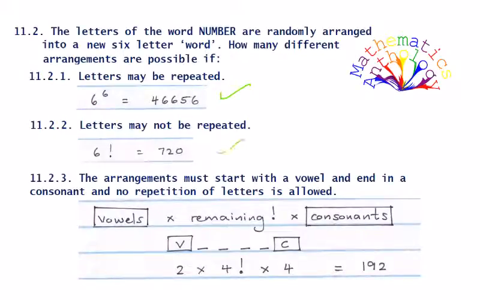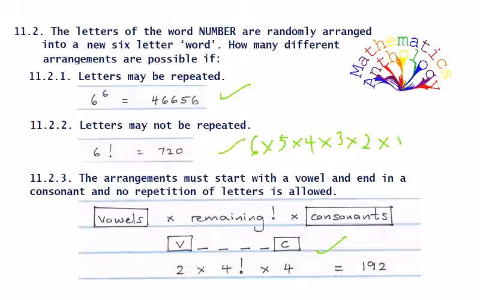11.2. The letters of the word NUMBER are randomly arranged into a new 6-letter word. How many different arrangements are possible if 11.2.1 letters may be repeated? So if letters may be repeated, we have a 6-letter word here. So that's going to be 6 to the power 6, and that would equal 46656 ways or number of arrangements.